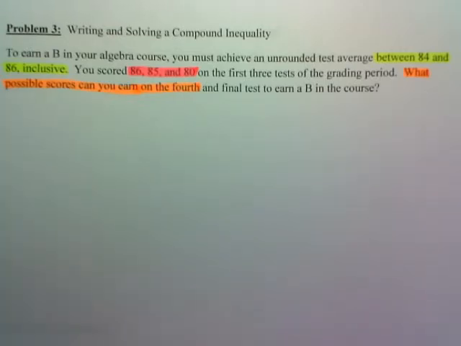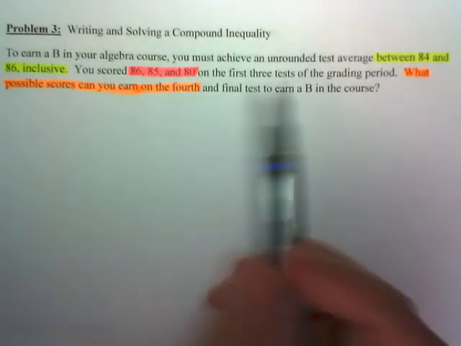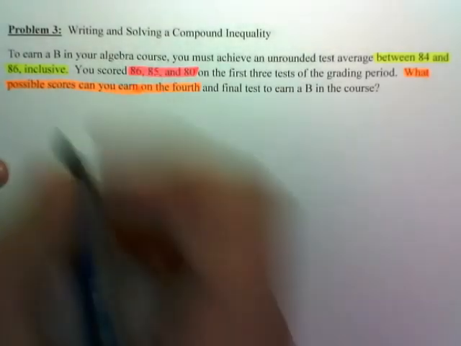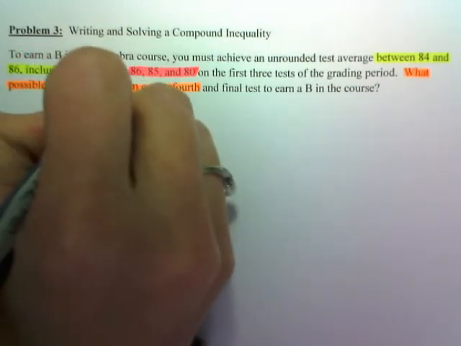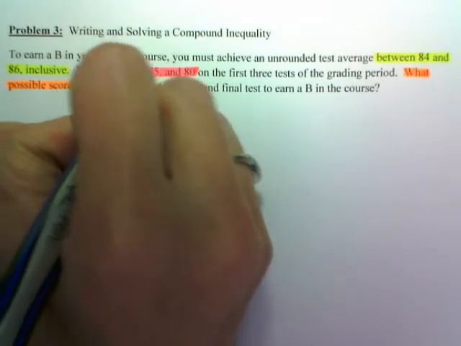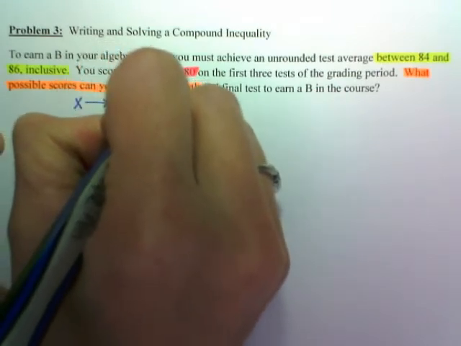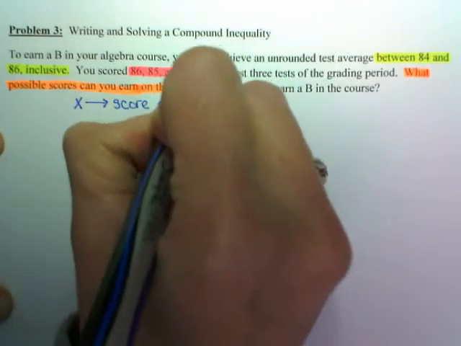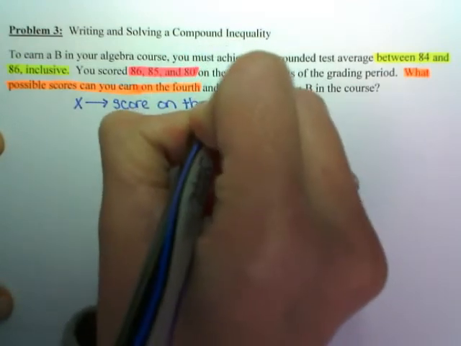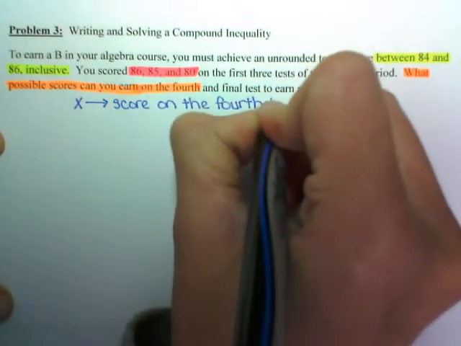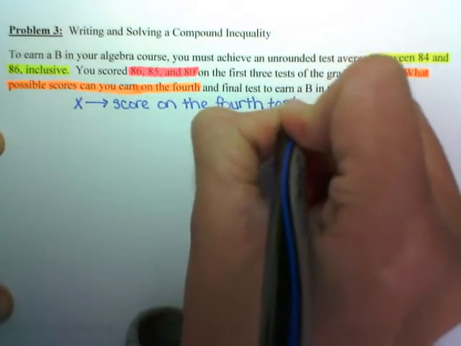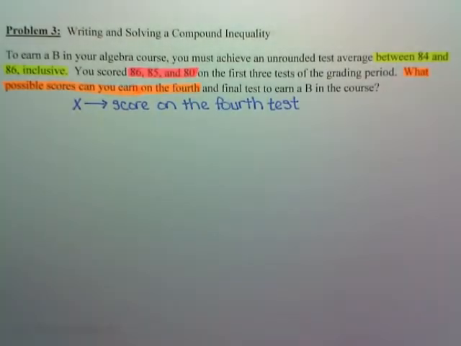All right, so let's think about, first of all, what is it asking me for? And it's asking me for the possible scores I can earn on the 4th test. So I'm going to let x represent, always define your variable, x represents the score on the 4th test. That way I know what my answer represents when I get to the end of my problem. x is going to be the score on the 4th test.